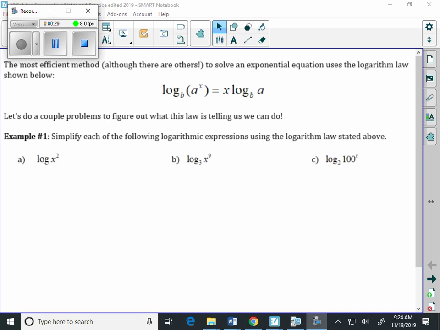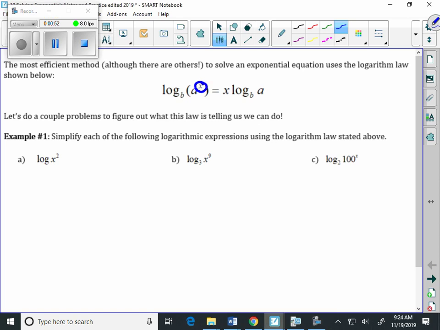It says the most efficient method, although there are others, to solve an exponential equation uses this logarithm law, which says log base b of a to the x equals x times log base b of a. In other words, the way I oftentimes denote it is I circle this x and I take that value and I write it out in front. That's what that logarithm law says.